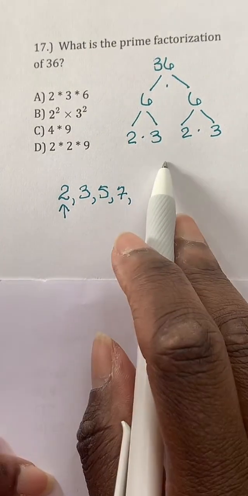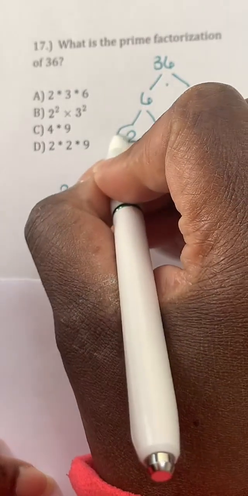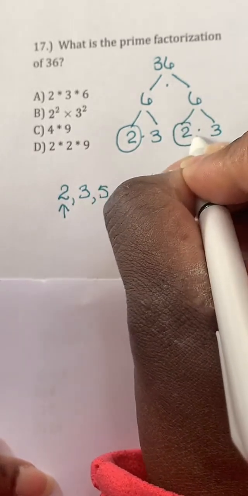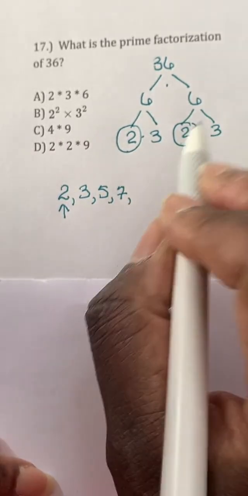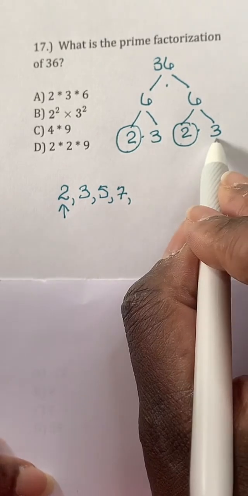All right. So now to go back to this, since these are our prime numbers, notice I have 2 2s and I have 2 3s.